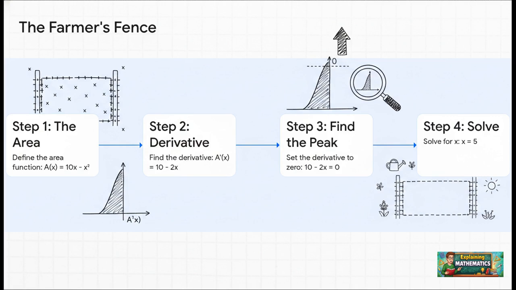Well, think of a graph of the area. It's a curve that goes up to a peak, the maximum area, and then comes back down. What's the slope at the very top of that peak? It's perfectly flat. The slope is 0. And since our derivative is the slope, all we have to do is set our derivative to 0 and solve. The math tells us the ideal length for side x is 5.